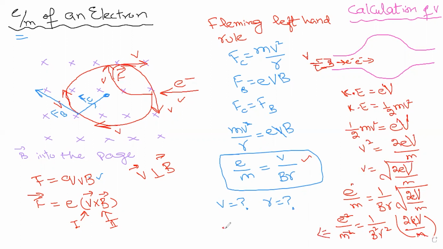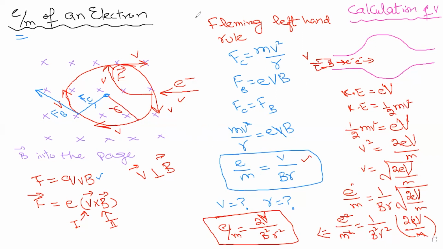So e by m will be equal to 2V over B square R square. This will be the formula that we use to find the value of the charge to mass ratio of an electron. Charge to mass ratio means that a particular quantity has this value for charge. So this V is the voltage that we will use to heat up the filament and eject electrons. R is the radius of the circle.